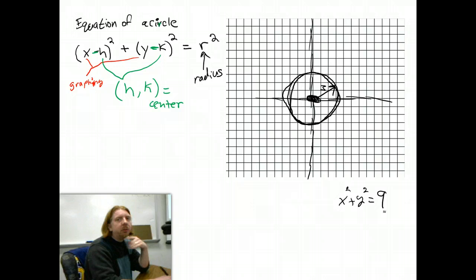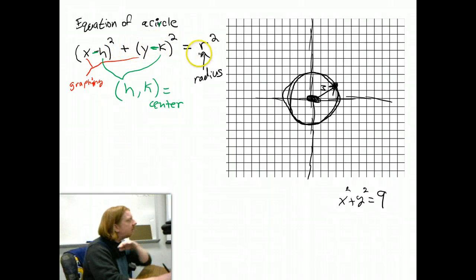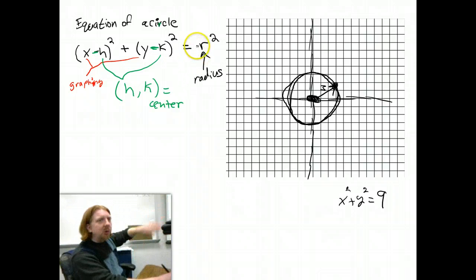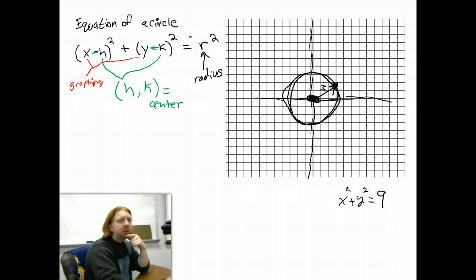A lot of this has to do with the fact that, remember, a circle is all the points the same distance from a common point. So this looks a lot like the Pythagorean theorem. A squared plus b squared equals c squared. The x direction squared plus the y direction squared equals the hypotenuse, or the radius squared.